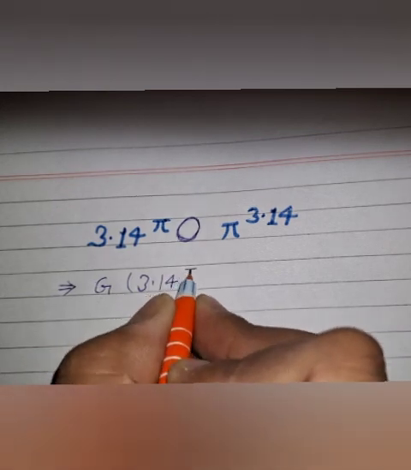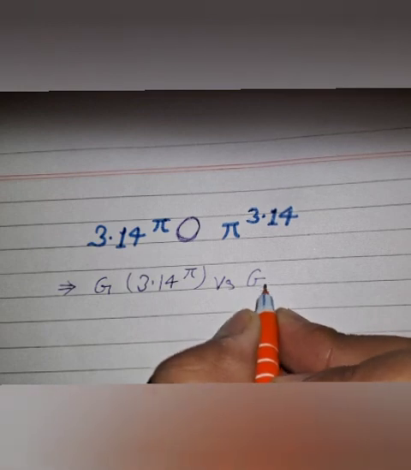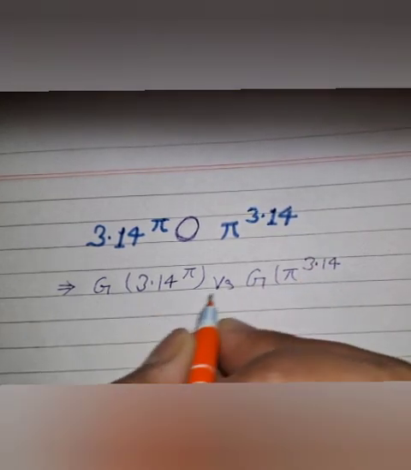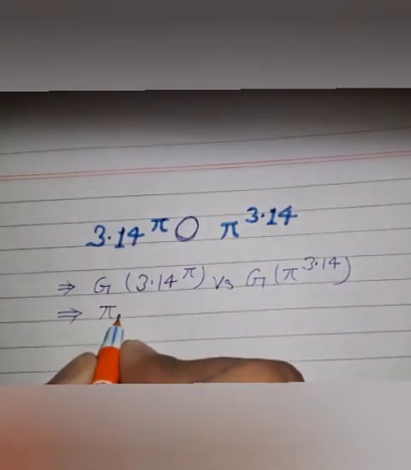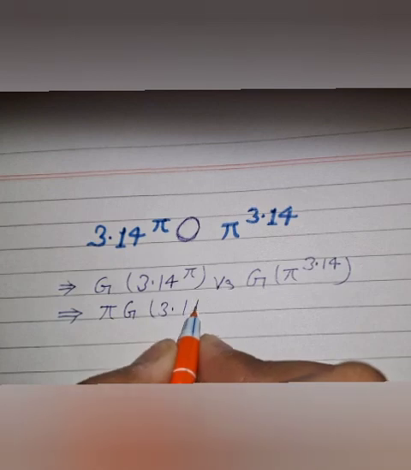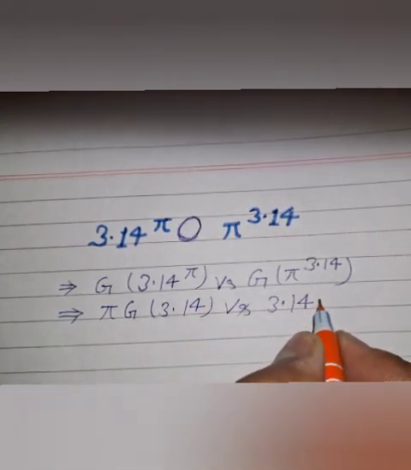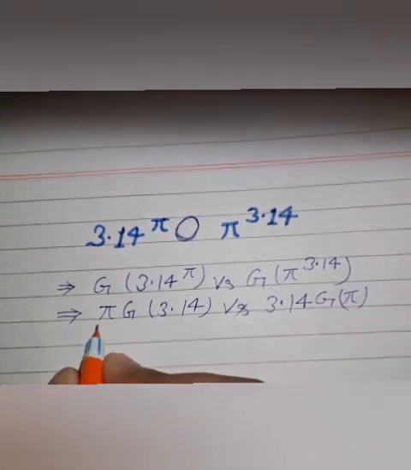So we have natural log of 3.14 to the power of pi versus natural log of pi to the power of 3.14. Whenever we have something like natural log of a to the power of b, we can rewrite it as b natural log of a. So the exponent comes to the front. This becomes pi natural log of 3.14, and here as well, 3.14 natural log of pi.